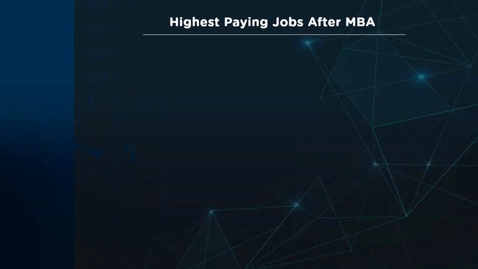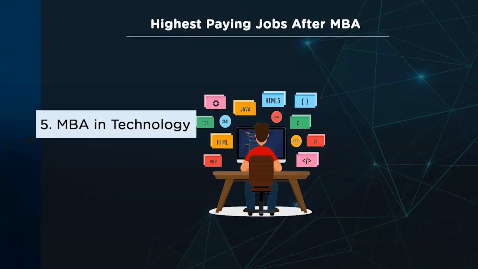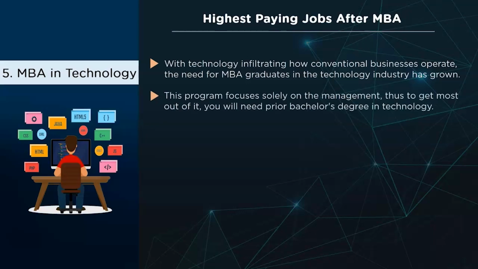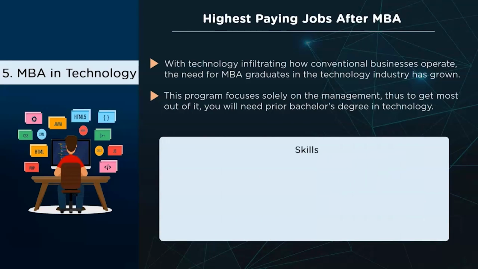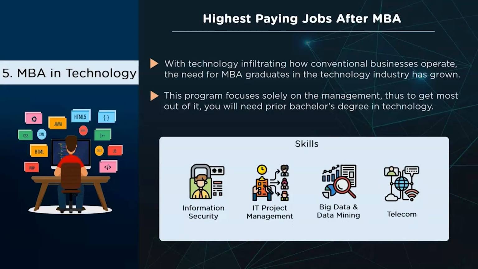Moving forward, we'll look into the top career opportunities after finishing MBA in technology. Many graduate aspirants understand technology. However, there aren't enough people who are knowledgeable about both technology and business. This is where the specialization comes in handy. This program focuses primarily on technology management. You won't learn the technological aspects in this MBA specialization curriculum. Hence, to get the most out of this program, you'll need a prior bachelor's degree in technology. The skills you'll master in this program are information security, big data management, and telecommunication.